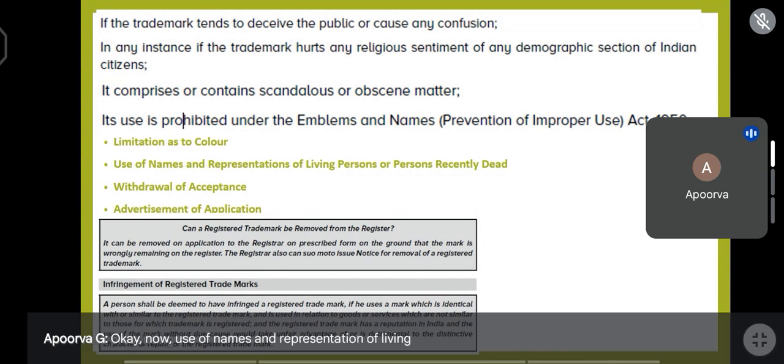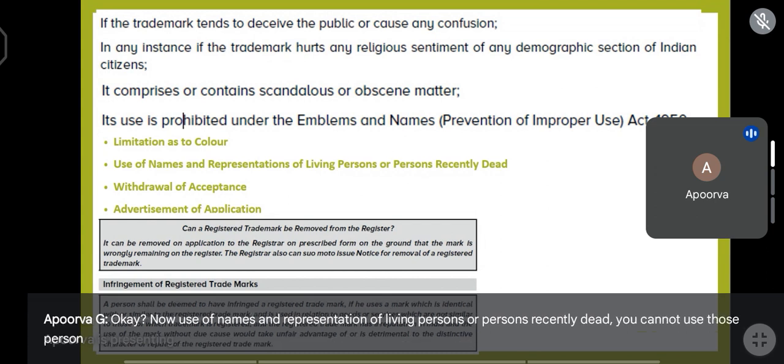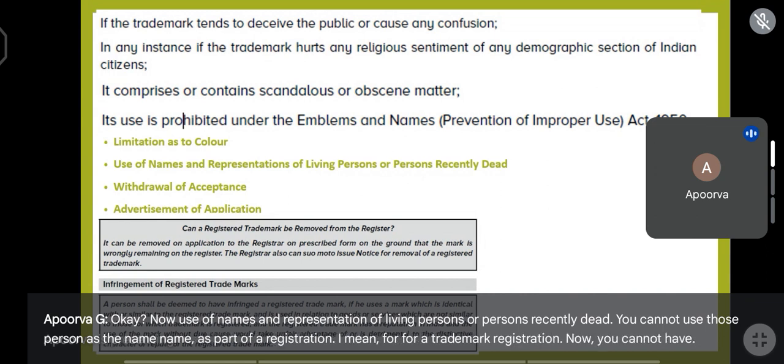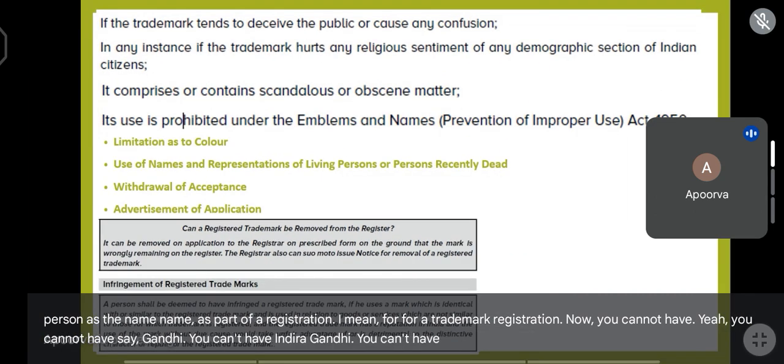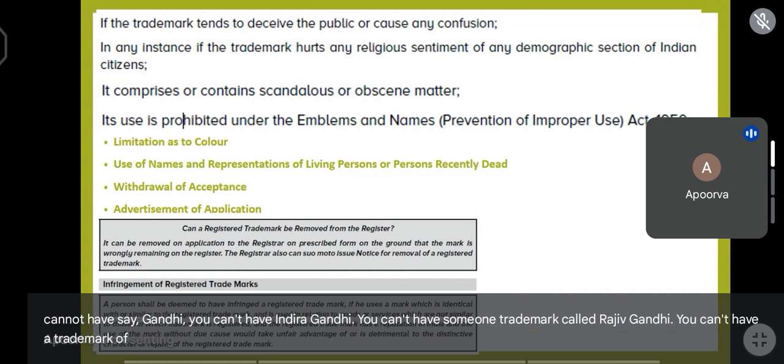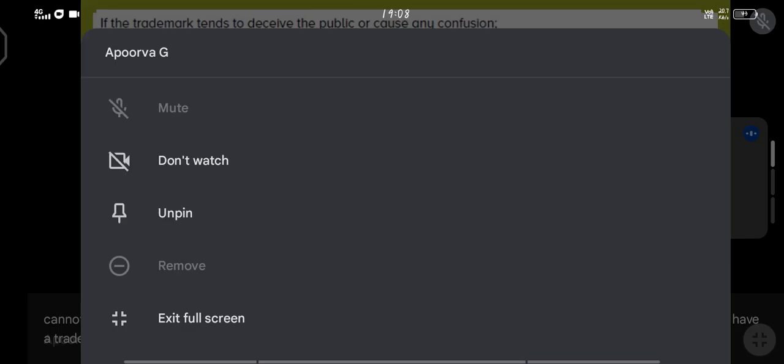Representation of living persons or persons recently dead. You cannot use those persons' names as part of a registration, I mean, for a trademark registration. You cannot have, say, Gandhi. You can't have Indira Gandhi. You can't have someone's trademark called Rajiv Gandhi. You can't have a trademark of, say, Narendra Modi or Abdul Kalam. You cannot have all those names as a trademark name.